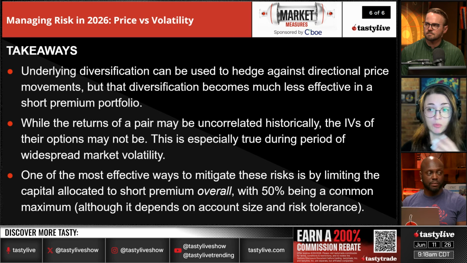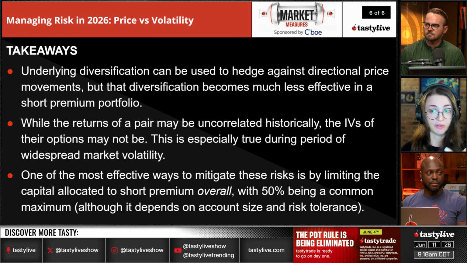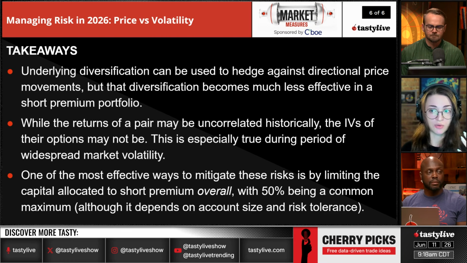One of the more effective ways to mitigate these risks, and we've talked about it before, is just by limiting the capital applied to short premium positions overall. That is one of the more effective ways to protect your capital, because underlying diversification just doesn't get you there. And 50% is the maximum that we've talked about in the past, although it depends a lot on your risk preferences and your account size, right? But that's one of the more reliable strategies, arguably, versus underlying price diversification.